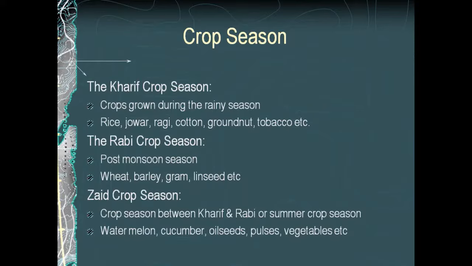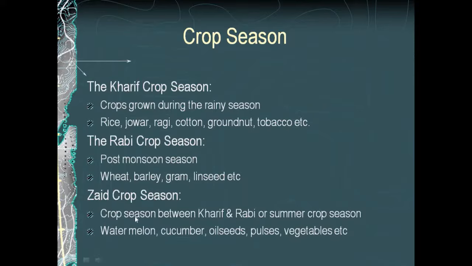Next, Rabi crop. Post monsoon season. After the monsoon, this season starts. Here wheat, barley, gram, and linseed are the main crops grown in the Rabi season. After the monsoon season, in October, November, they start to sow the seeds. Commonly, harvest takes place in the month of February, March. So this is Rabi.